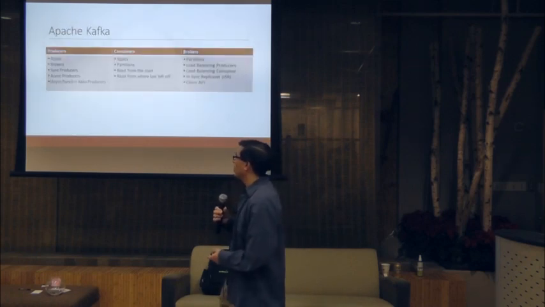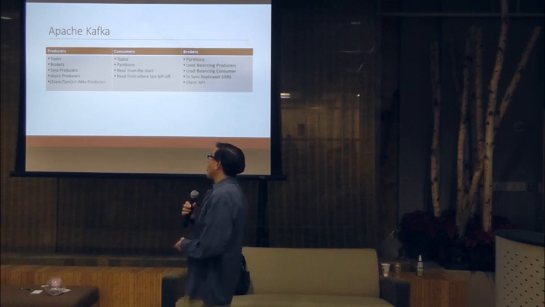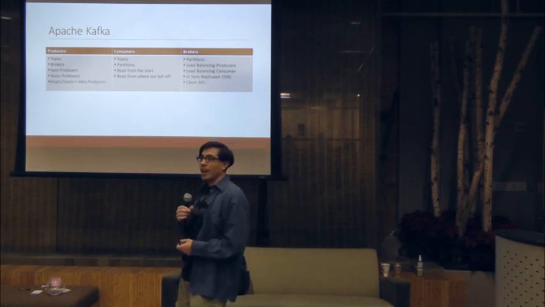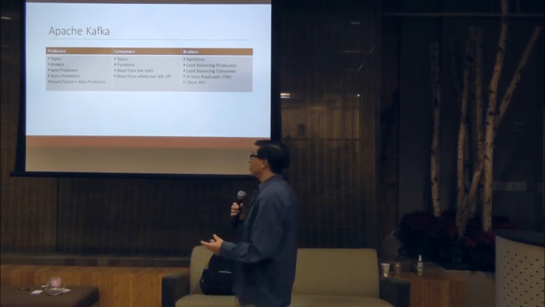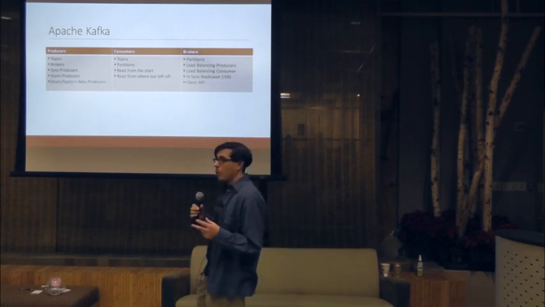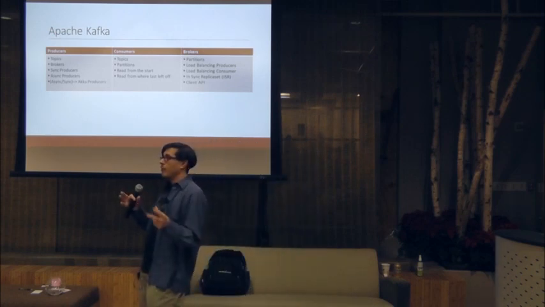OK, so let's talk a little bit about Apache Kafka. Producers, consumers, and brokers. Ultimately, everything is going to fall into one of those three categories. When we talk about producers, we're going to start talking about topics. So topics are kind of where you're putting your group of information.